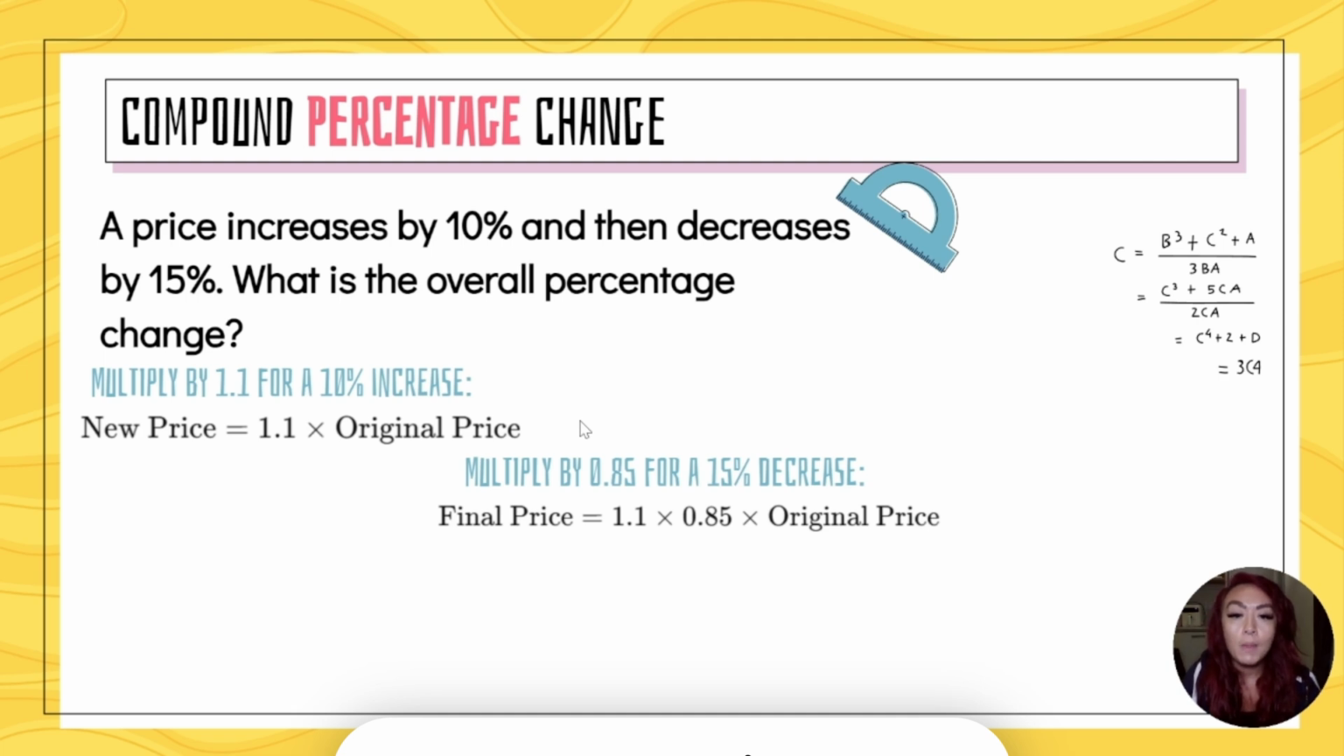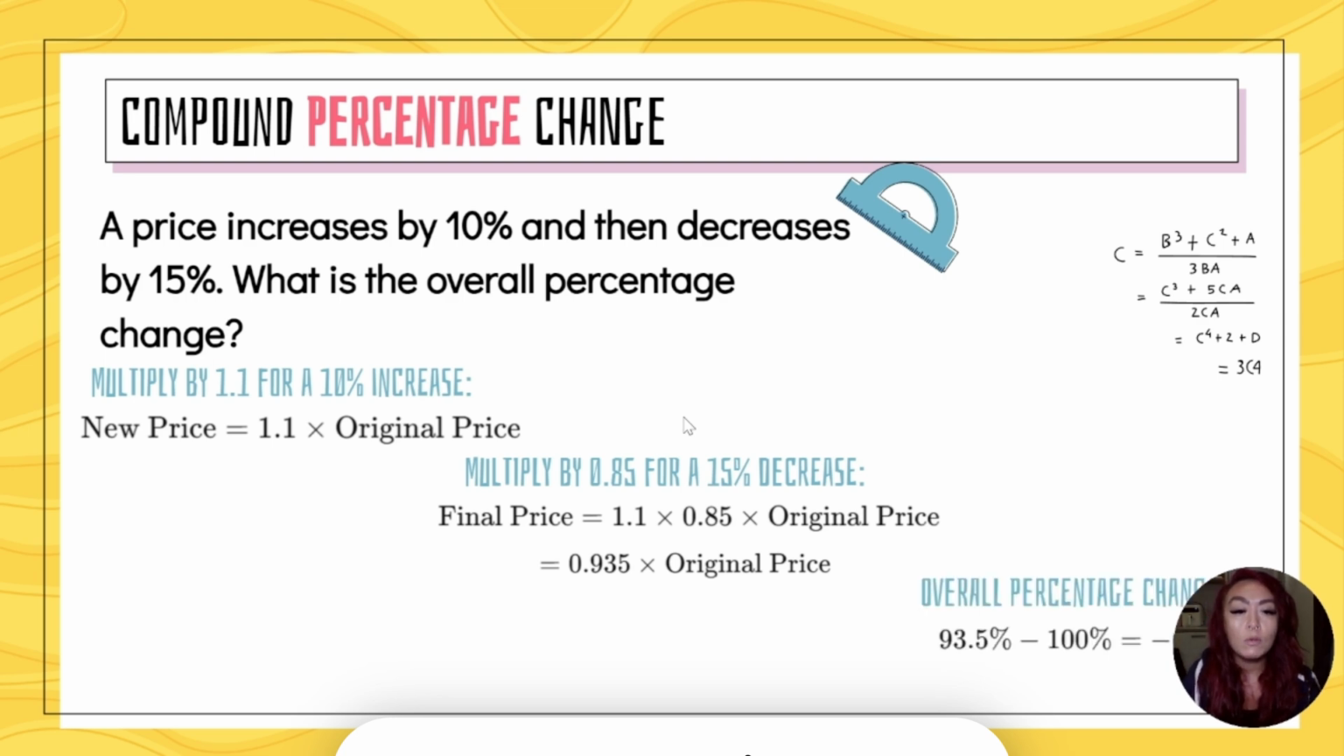Then we multiply by 0.85 for a 15% decrease. I get 0.85 by doing 1 minus 0.15, since we're subtracting that 15%. So now our final price is going to be 1.1 times 0.85 times the original price. When you multiply 1.1 and 0.85, you get 0.935 times the original price.